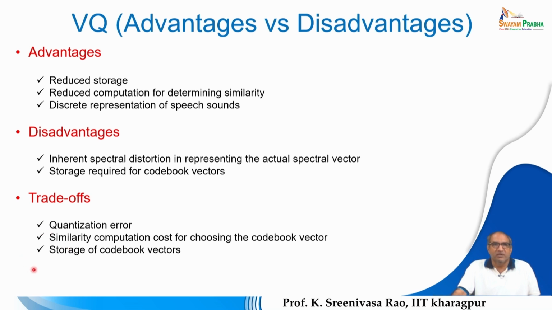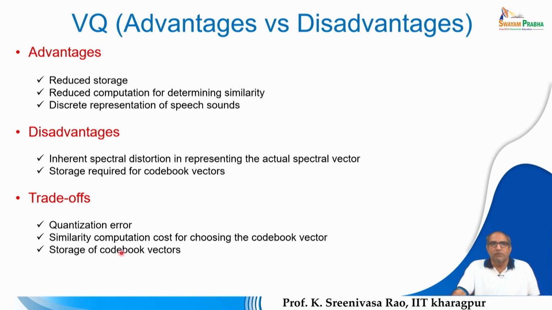The trade-offs here are, one, the quantization error, second, the similarity computation, and third, the storage. So suppose you want to minimize the quantization error, then the code book size will increase. If the code book size increases, then these two factors will be affected.